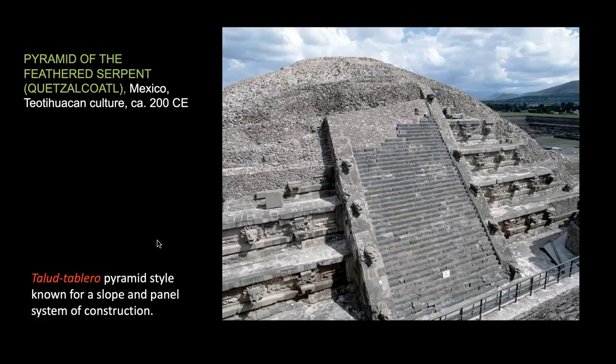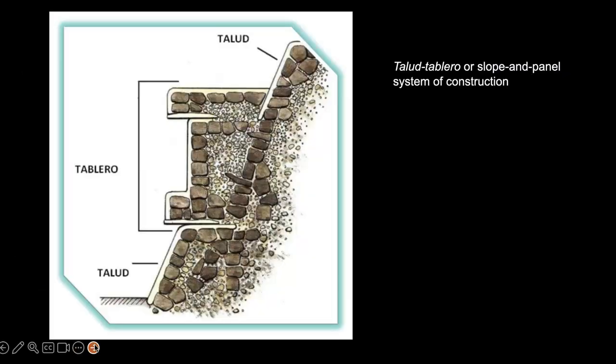Whereas the other two pyramids in Teotihuacan are also faced in stone, this one is done slightly different, and it's here that you meet a building technique that began in Teotihuacan, and that is the talud tablero style, or slope and panel system of construction. What you find here, you can see in this illustration, a view as if you could do a cross-section from a profile view of the pyramid of the talud tablero technique.